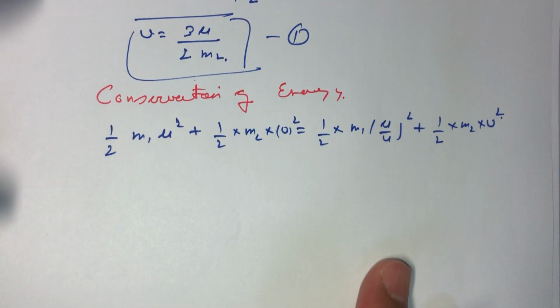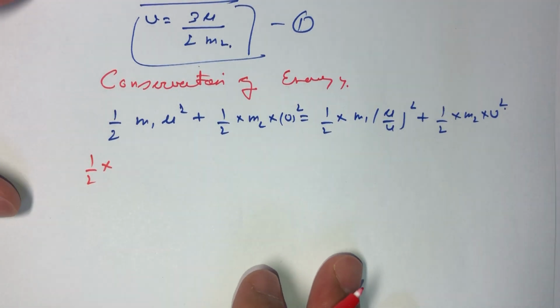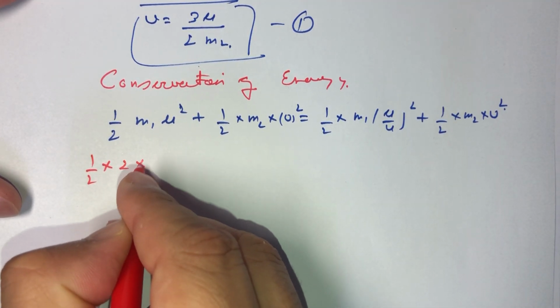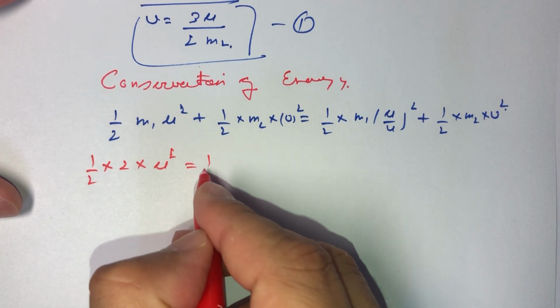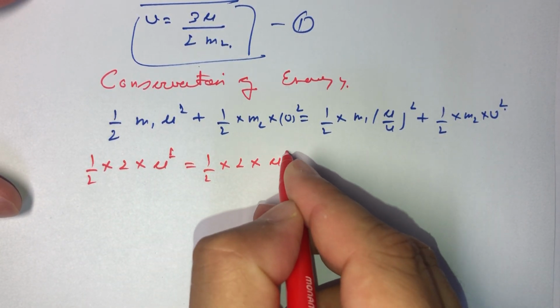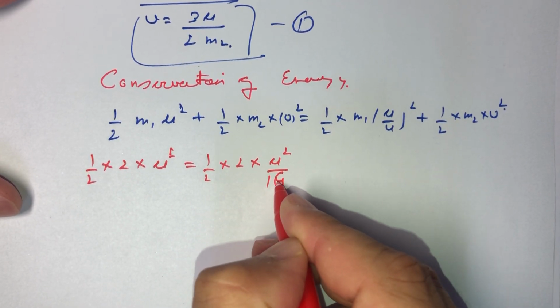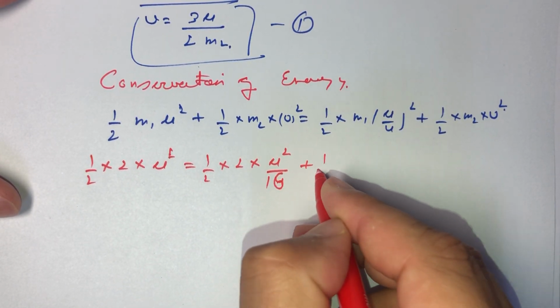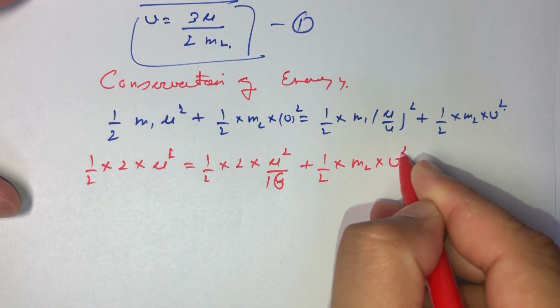Now I put the values. Half m1, m1 is given as 2 kg, so this will be half into 2 into u square, is equal to half into 2 multiplied by u square upon 16 plus half m2 v square.